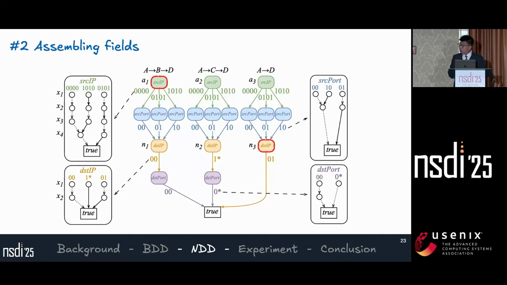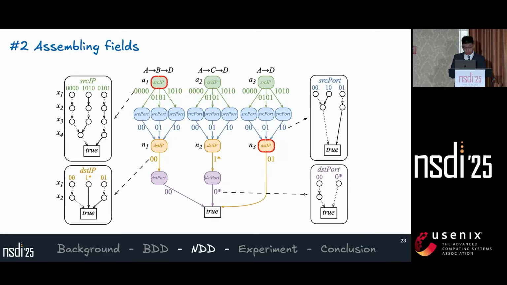And now the problem is how to represent the multi-field network states with these per-field BDDs. To solve the problem, we use another layer of decision diagram to assemble the per-field BDDs, and we call such a decision diagram NDD. And different from BDD, each NDD node has multiple edges and encodes an entire field. And each edge is labeled with a BDD, representing the value that can be taken by the field.